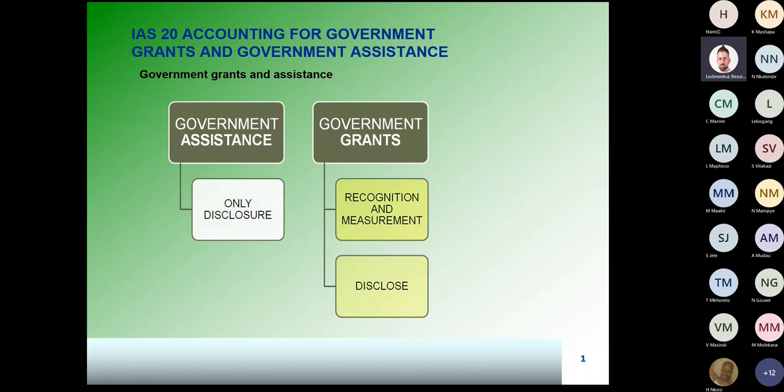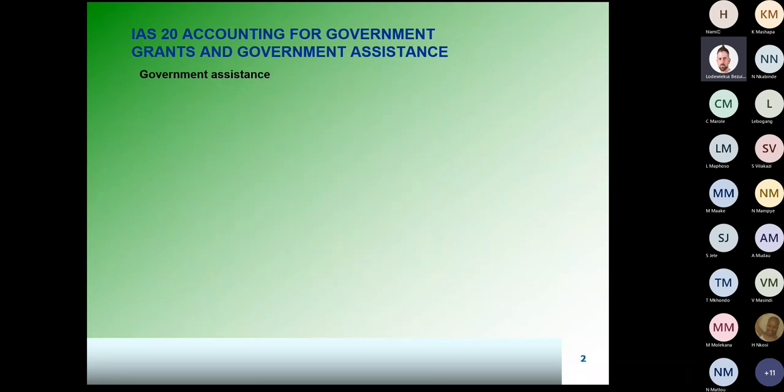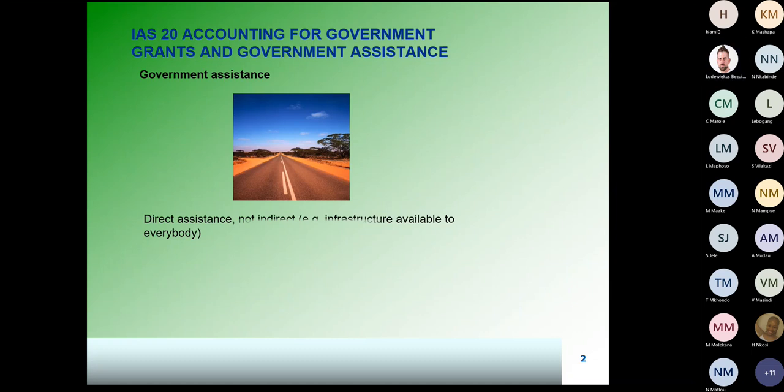All right, so there are two basic principles here, government assistance and government grants. And then the actual government grants can be income-based or asset-based. All right, so government assistance is basically direct assistance where infrastructure is provided to the company by the government. All right, so we want to do training. We don't have money to buy or lease a building, and the government provides us with a building. So it's direct assistance where they give us the infrastructure or the building to do training.